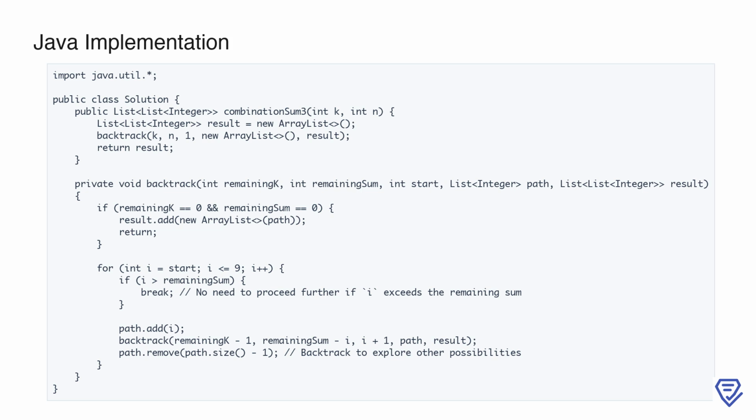This is the Java implementation of LeetCode problem number 216, Combination Sum 3. The logic mirrors the provided Python solution, utilizing recursion and backtracking to generate all valid combinations. Key differences include the use of Java-specific collections like ArrayList and explicit type declarations for variables and method parameters. The backtrack method recursively builds combinations, and the base case ensures that valid results are captured when both remaining k and remaining sum reach 0.